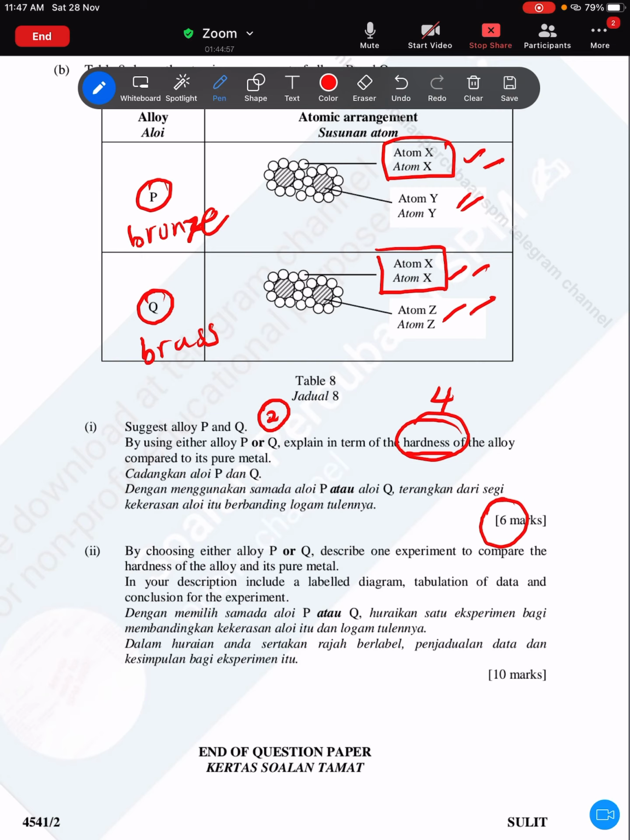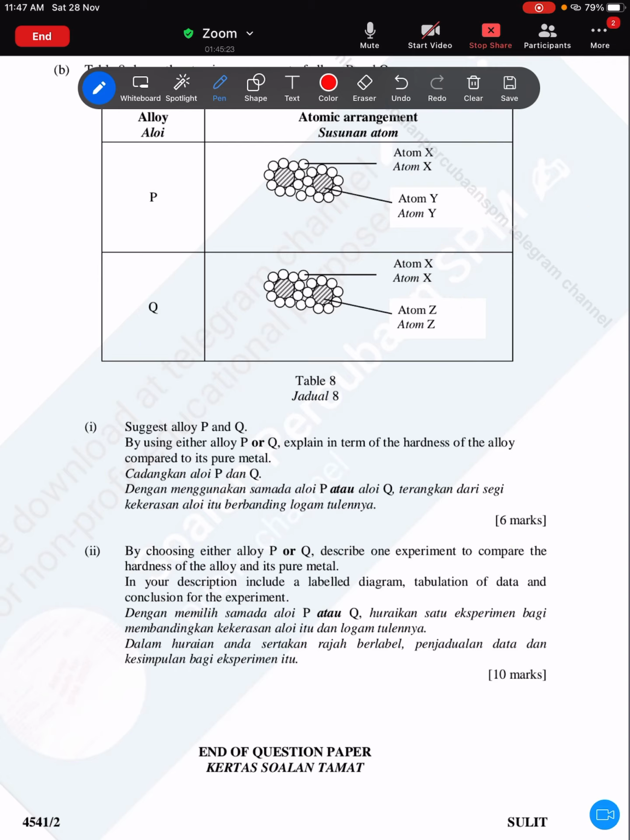Okay, guys, can I ask you something? What is actually atom X in both cases? Very good. It is actually copper. So the pure metal is referring to copper. So how to explain this? I'm going to erase this, my dear students. Okay, let's look over here.